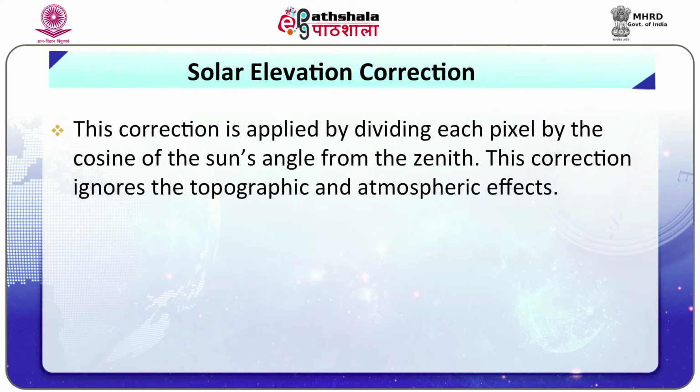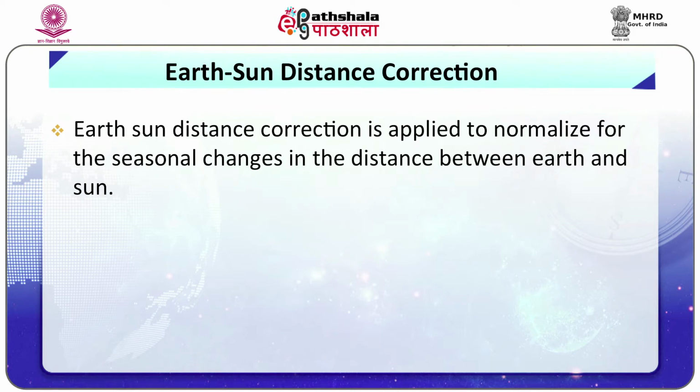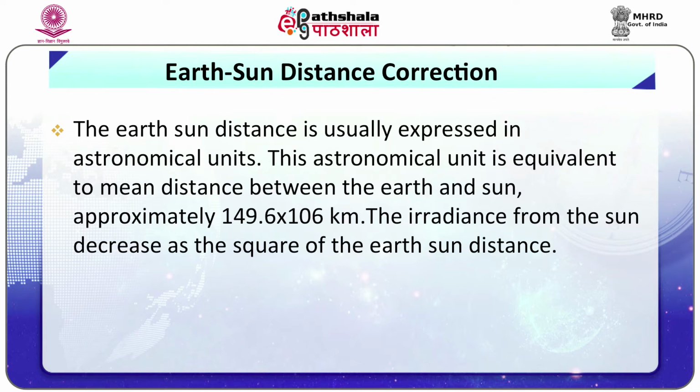Earth-Sun distance correction. Earth-Sun distance correction is applied to normalize for the seasonal changes in the distance between Earth and Sun. The Earth-Sun distance is usually expressed in astronomical units. This astronomical unit is equivalent to the mean distance between the Earth and Sun. The irradiance of the Sun decreases as the square of the Earth-Sun distance increases, as in the equation below.